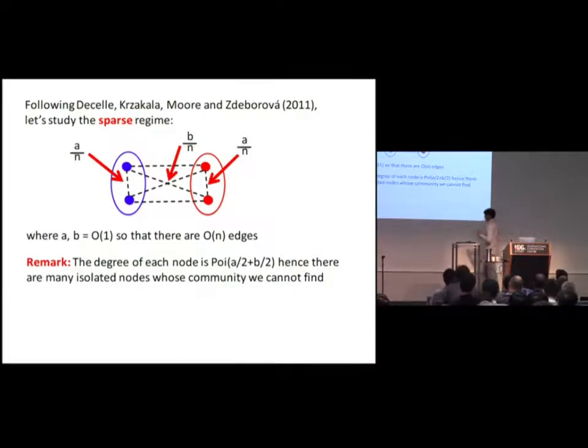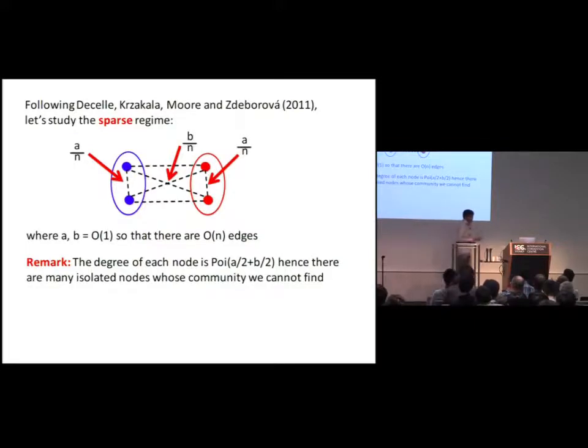Now there's one technicality I want to get into when we talk about recovering from community detection. If you think about a and b as being constants, then every node has constant average degree, which means there's some chance that a node isn't connected to anything else in the graph. That's just a fact of life, or more precisely, the degree of each node is a Poisson random variable with expectation a over 2 plus b over 2. It's not so important for this talk.